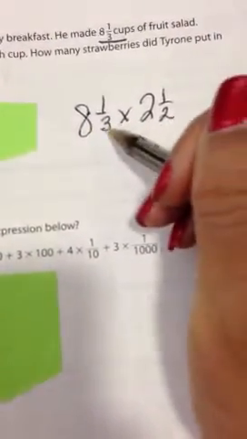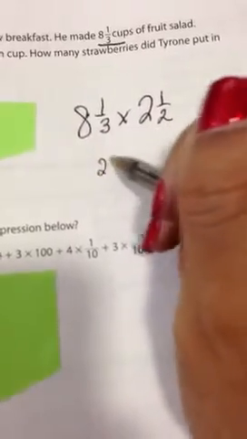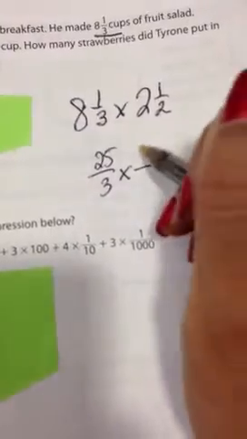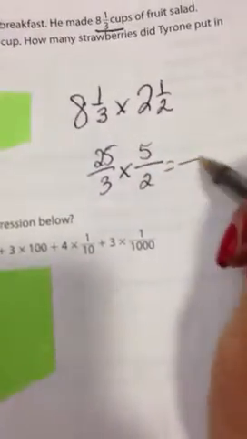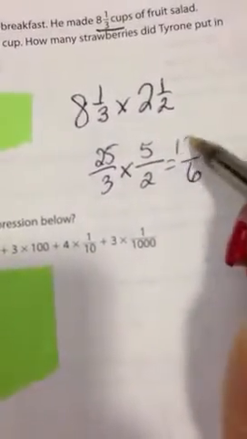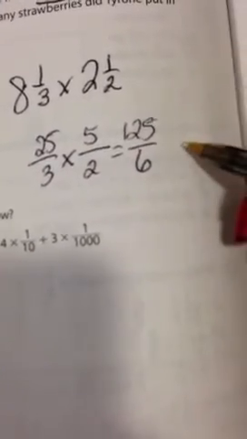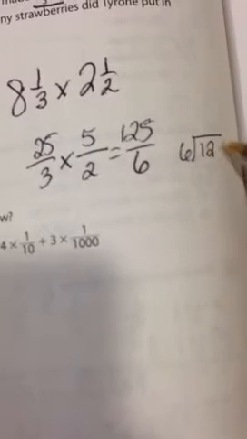Do the same thing as before. 24 plus 1, 25 thirds, times 2 times 2 is 4 plus 1, that's 5 halves. Getting 125 over 6. You are not going to see that there. You have to change it back to a mixed number.